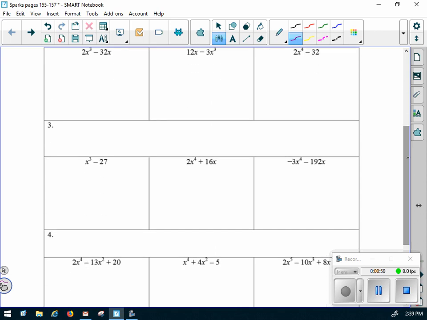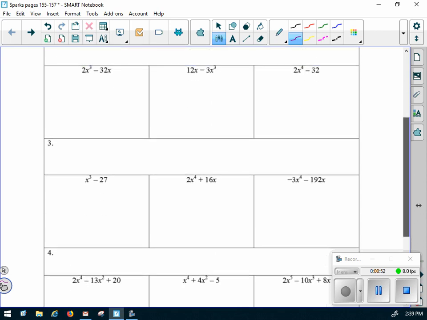Look at that first one. Is there a GCF? 2x. Factor it out. What are you left with? What you're left with, x squared minus 16. Will that factor further? Because it's a what? Good. It's a difference of 2 squares. And how will the difference of 2 squares factor?